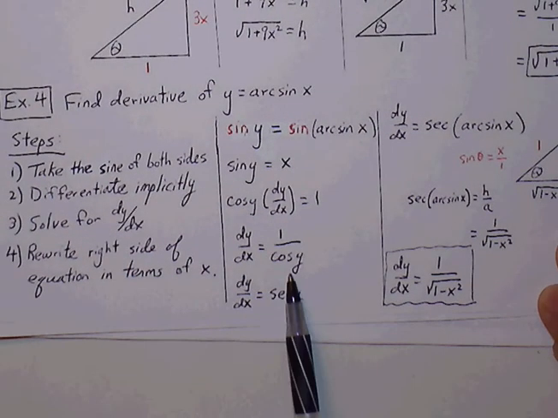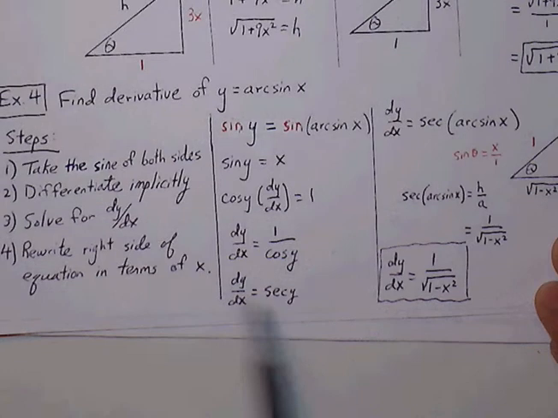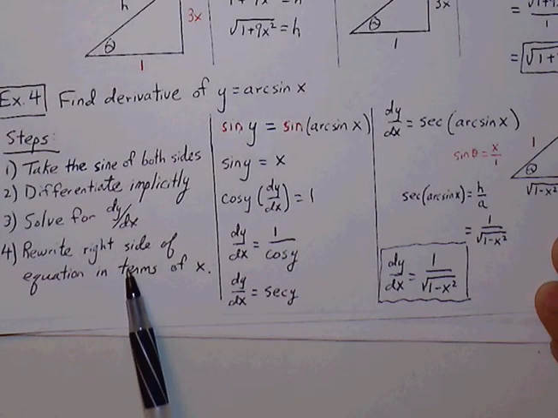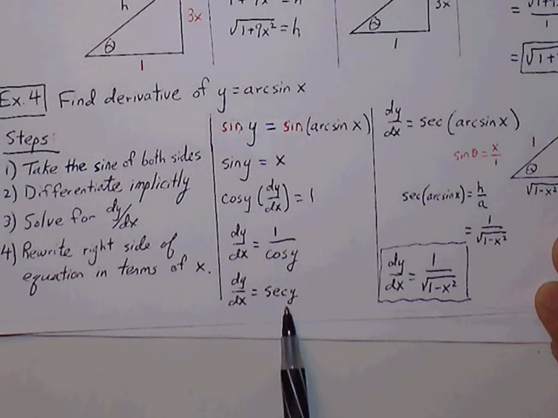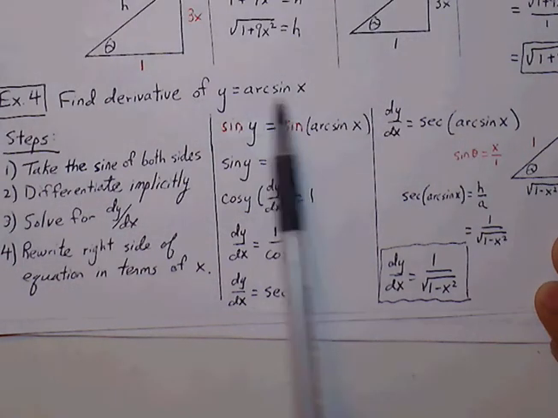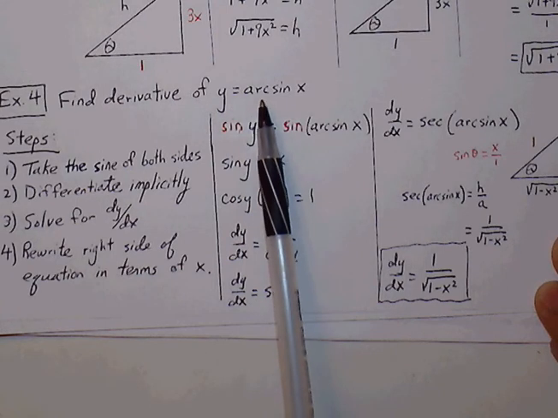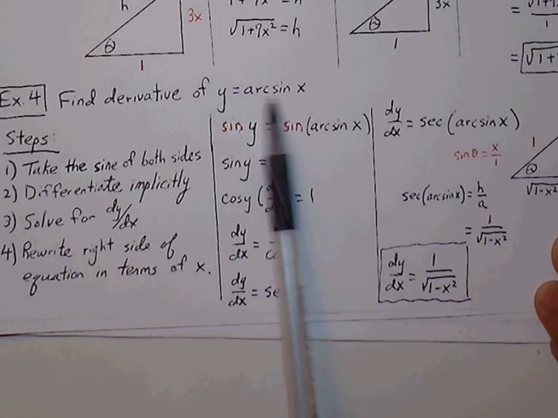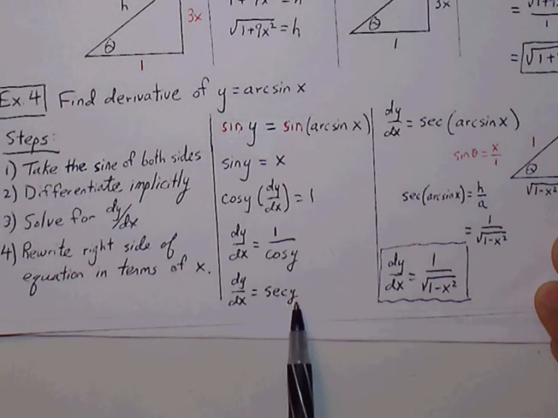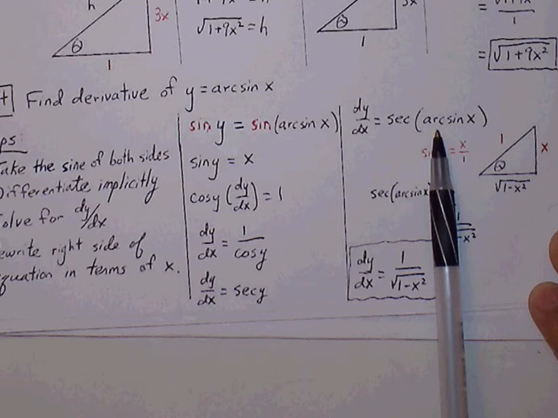Divide both sides by cosine of y, so 1 over cosine of y, which we can rewrite as secant of y. Okay, but we want to rewrite the right side of the equation in terms of x, so we look at y and see what we can replace y with. Now y can be replaced with the original equation, arcsine of x, because y is equal to arcsine of x, and we want our equation to be in terms of x. So now our derivative is simply secant of arcsine of x.